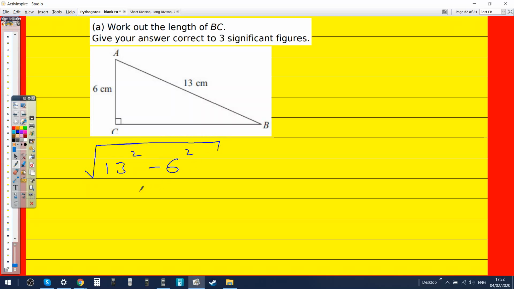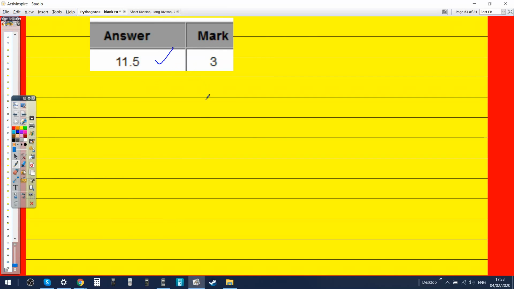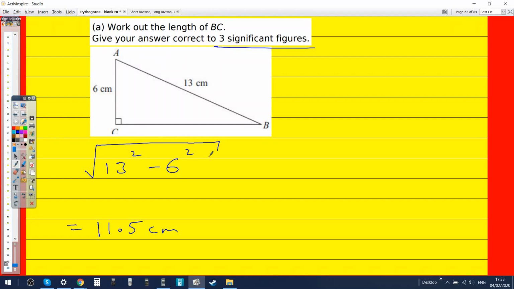11.53. And so to 3 sig fig, that's like 3 digits. That's 3 decimal places, so we just need 3 digits. So 11 point and then 1 digit more. Yeah, so 11.5 centimeters, and that's 11.5 for 3 marks. 3 significant figures just means 3 digits. So the normal Pythagoras to find the hypotenuse is a squared plus b squared, square root the answer. This one is hypotenuse squared take away other side squared, square root the answer.